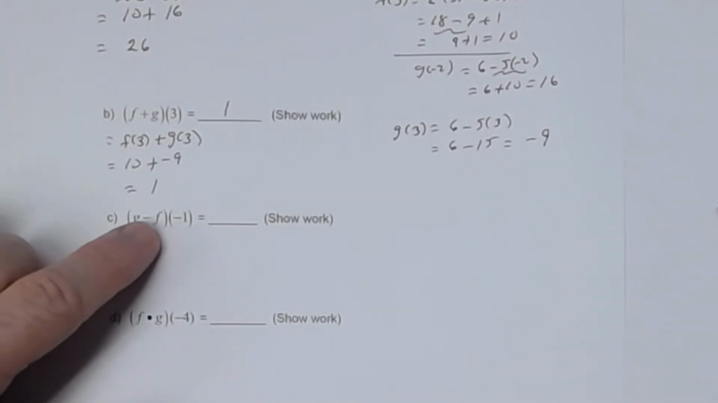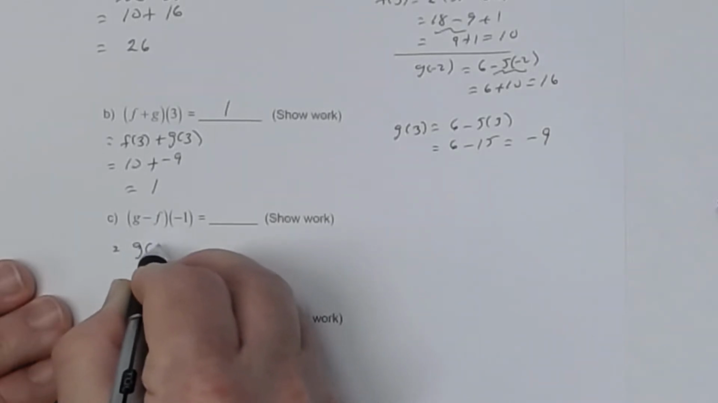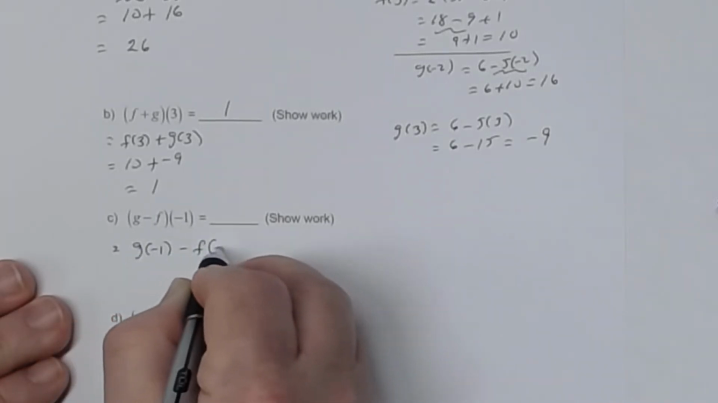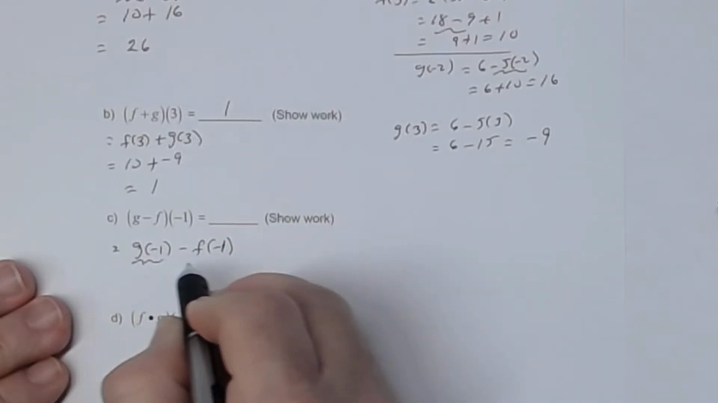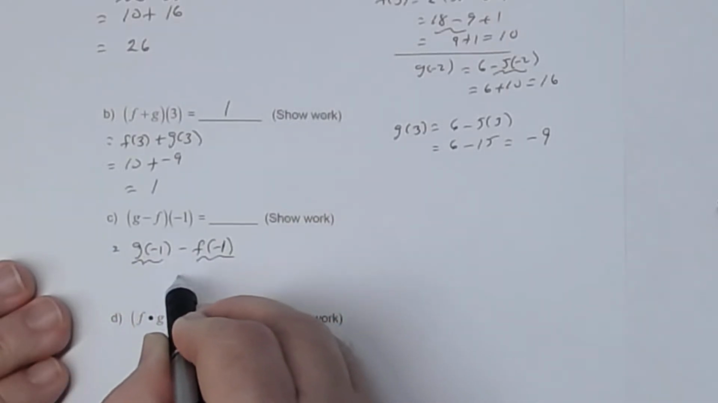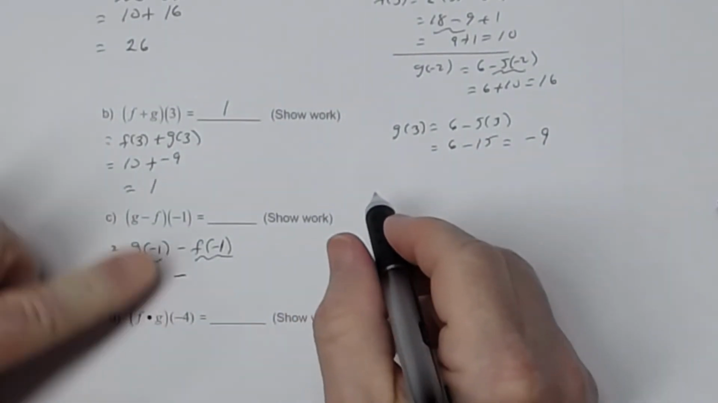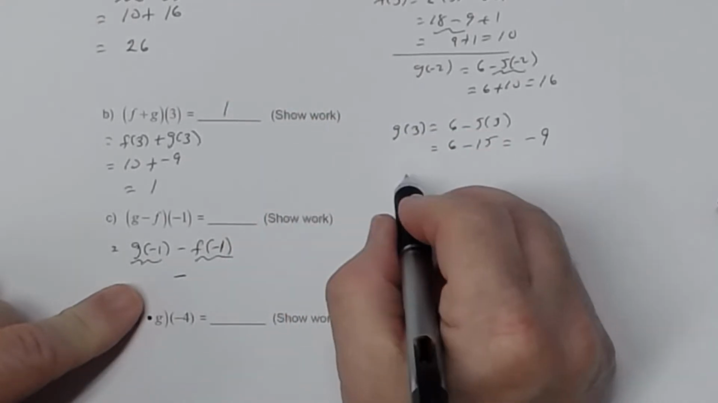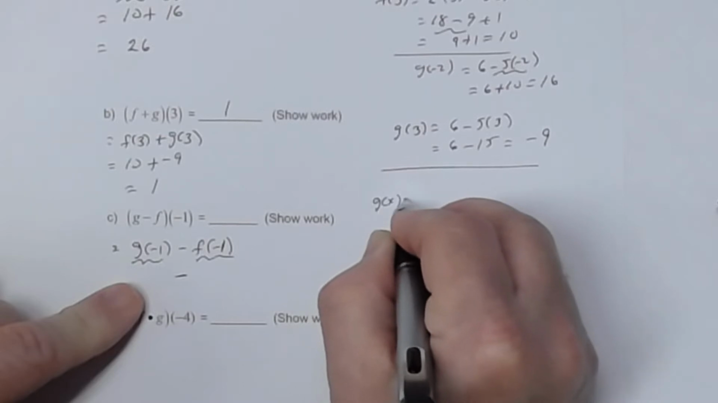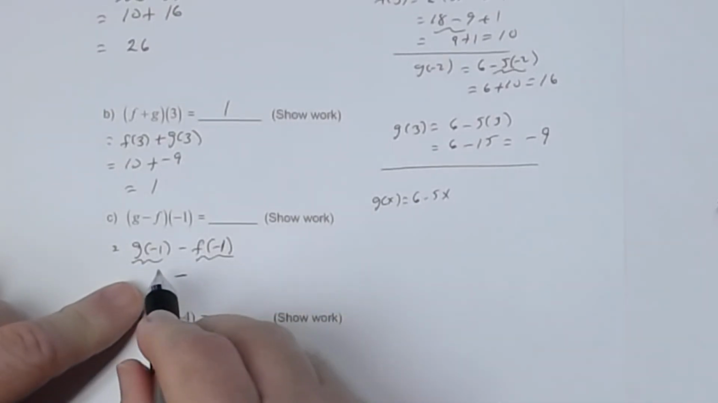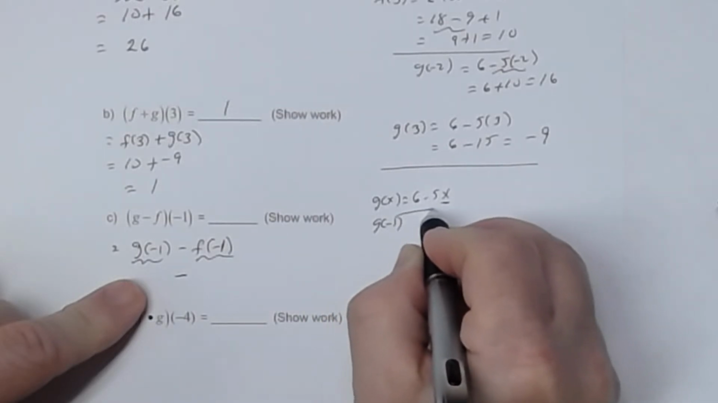See? g minus f at negative 1 means this. Means g of negative 1 minus f of negative 1. That's what that means. So then I'm going to find g of negative 1, find f of negative 1, and then subtract those. All right, so let's do the work. So now let me go ahead and indicate what g of x is. So g of x is 6 minus 5x. So to find g of negative 1, wherever we see the variable x, I'm going to substitute negative 1.